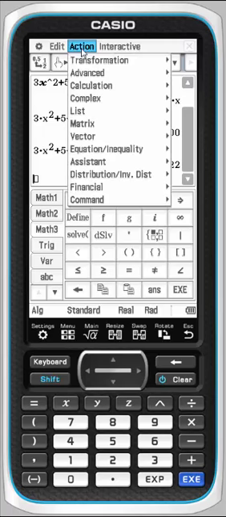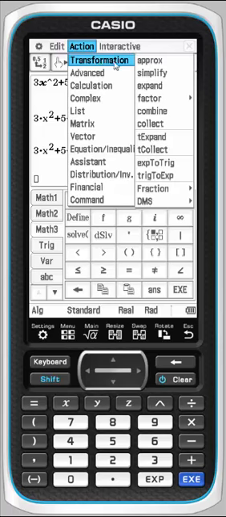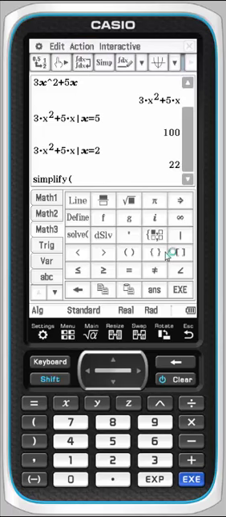Now, in the Action menu under Transformation, one nice feature is Simplify. You'll never know when this will come up. A lot of times the calculator will by default simplify for you, but sometimes in the process, because of the order of internal operations, you get a result you think can be simplified a little further, and this can be used to accomplish that.